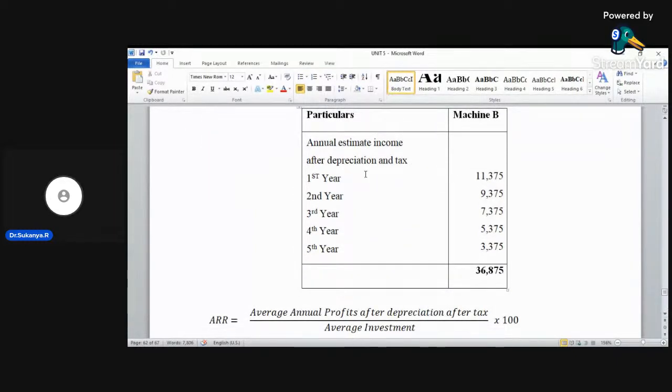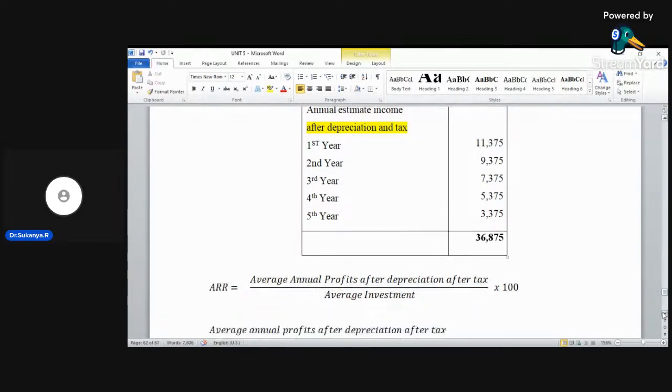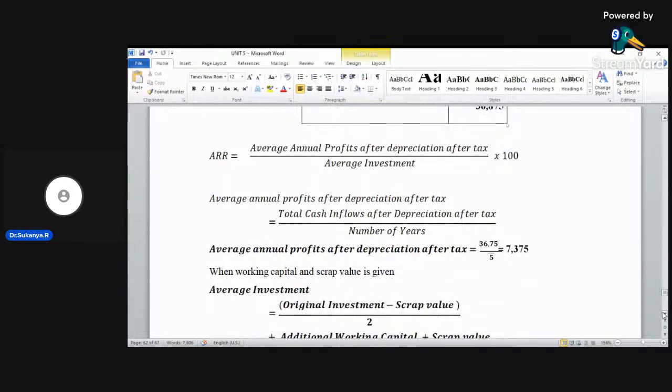See, the estimated income is after depreciation and after tax. In the question itself, they have told you that it is the income after depreciation and after tax, so it's not a worry for you. All the values have been already given to you, but you know that you have the scrap value as well as the working capital. So ARR is equal to average annual profit after depreciation after tax divided by average investment multiplied by 100. And I've already told you average annual profit after depreciation after tax is equal to total cash inflow after depreciation after tax divided by the number of years.